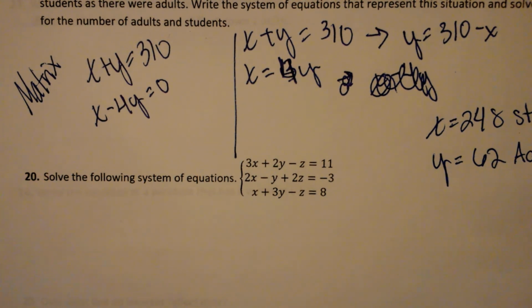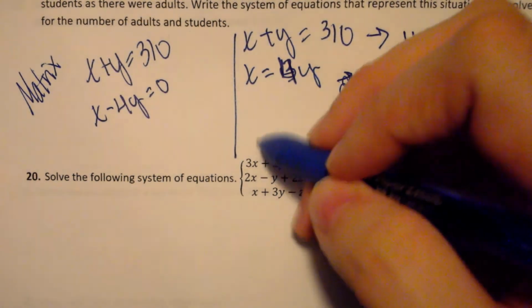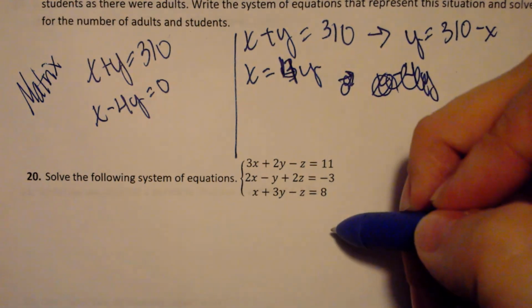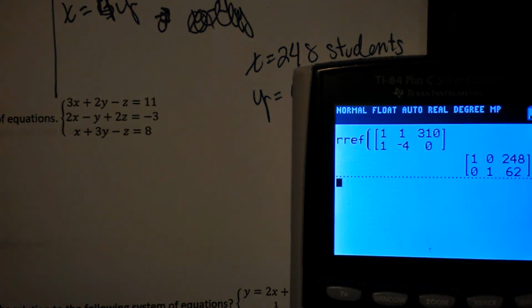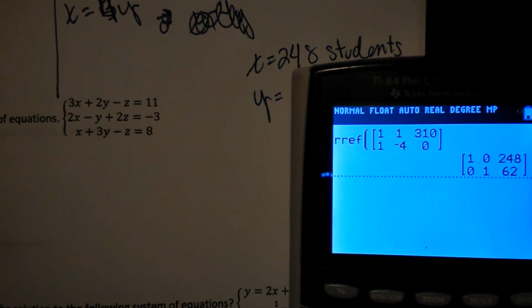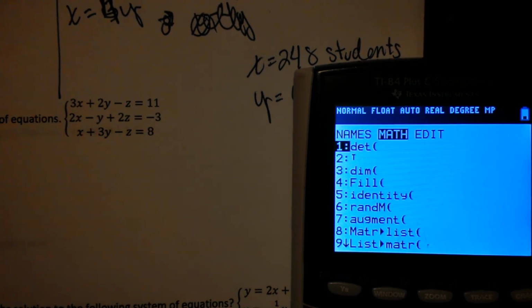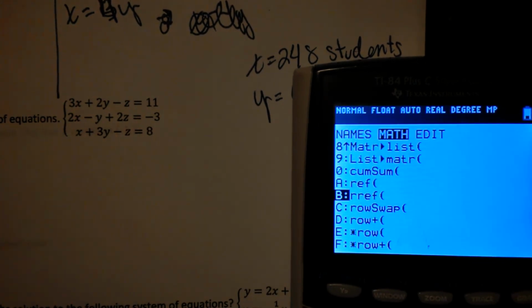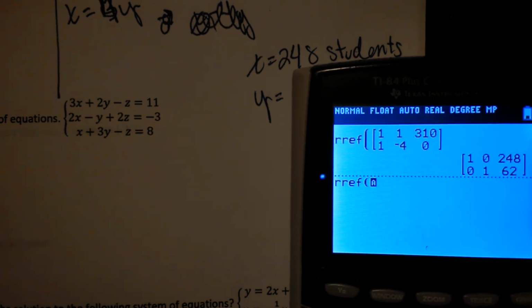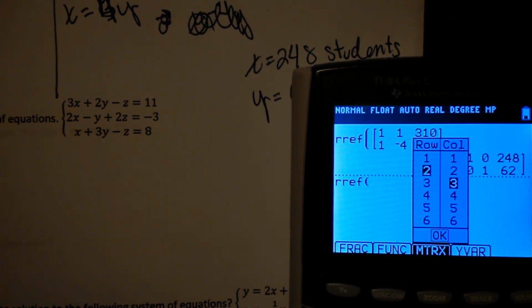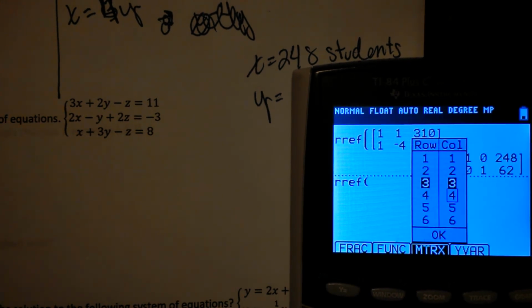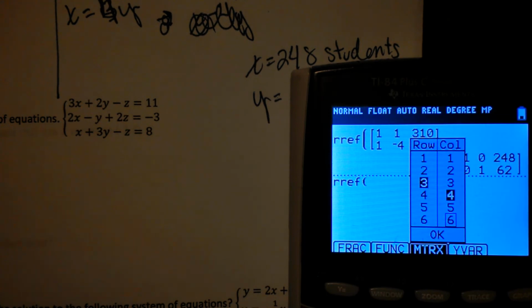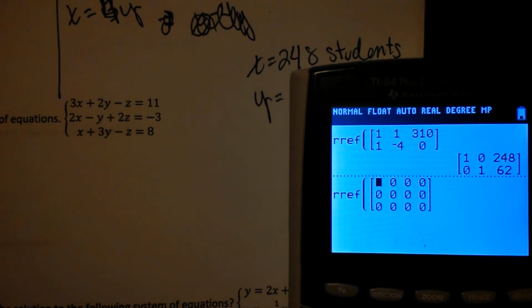So number 20, I need to make sure that it's in standard form. So I have my x's, my y's, my z's, and my constants. So I can go back to the calculator. I want to use our REF again, so second matrix, math, B. This time when I do alpha zoom, I'm going to arrow up, and I have a 3, so enter, a 4, enter, and go down to OK, enter.